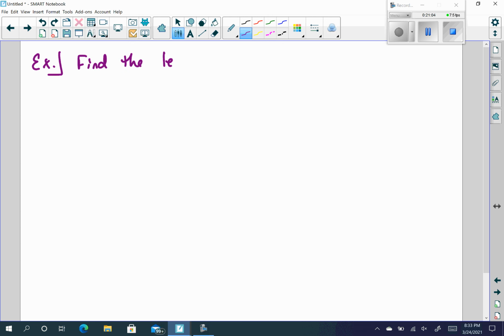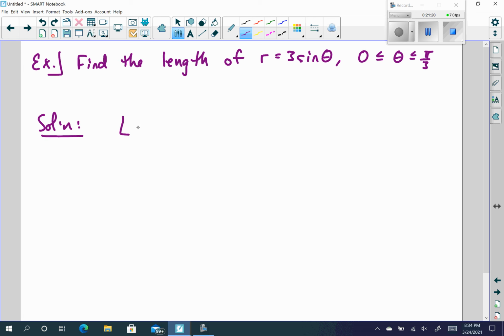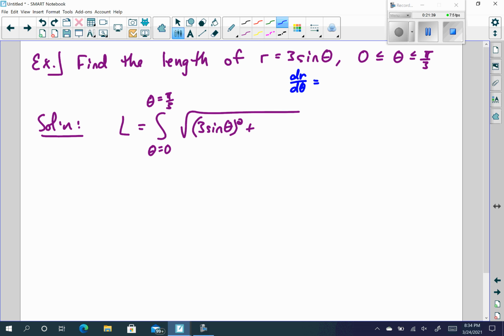So we want to find the length of r equals 3 sine theta as theta is in between 0 to pi over 3. So our solution, just go back to the formula, we're going to have L is going to equal the integral from theta equals 0 to theta equals pi over 3 of the square root of r squared, so that's 3 sine theta squared, plus the derivative, so dr over d theta is going to become 3 cosine theta. So that's what's going to go here.